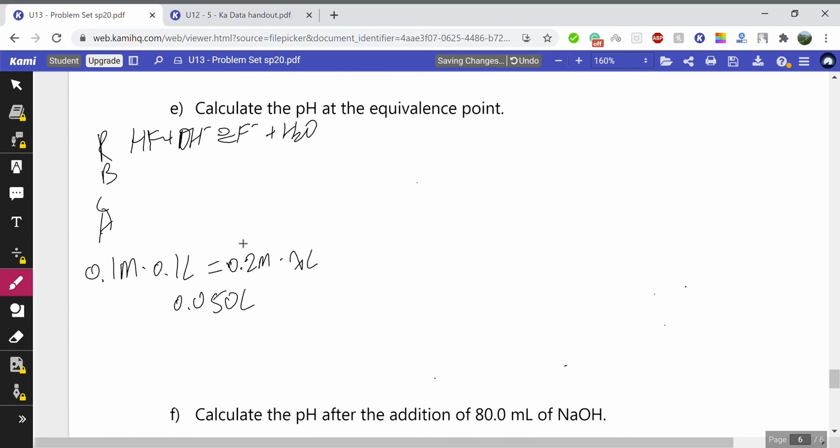In this RBCA chart, we're going to be using moles. So 0.1 molar of HF times 0.1 liters is going to be 0.01 again, and our OH minus is going to be 0.05 times 0.2, which is also 0.01. Now when you subtract these two together, it's going to be 0, and we get 0.01 moles of F minus.